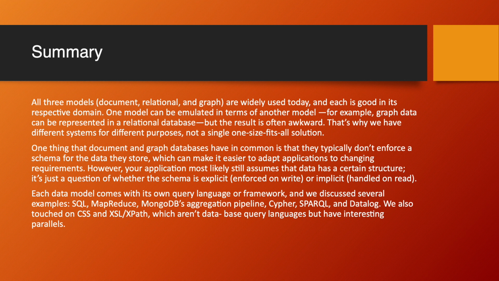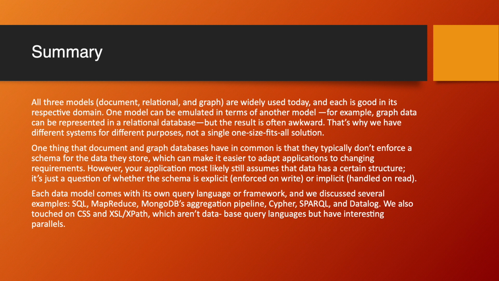All three models, that is document, relational, and graph, are widely used today, and each is good in its own respective domain. One model can be emulated in terms of another model. For example, graph data can be represented in a relational database, but the result is often awkward. That's why we have different systems for different purposes, not a single one-size-fits-all solution.